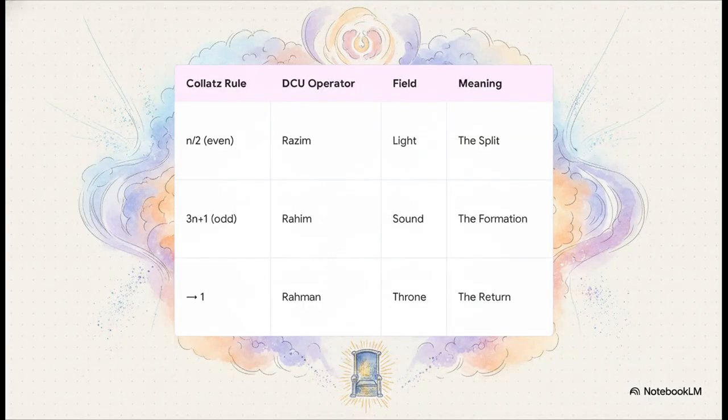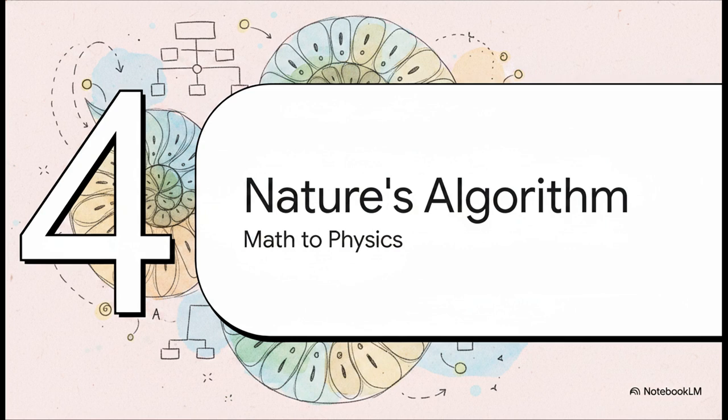As you can see, the simple Collatz rules are reinterpreted as what the source calls DCU operators, the split, formation, and return, which are said to operate in these conceptual fields of light, sound, and throne. Now, this is where the theory takes another really big leap. How does this abstract blueprint apply to the physical world we actually see around us? Well, the argument is that it's the hidden algorithm behind physics itself.